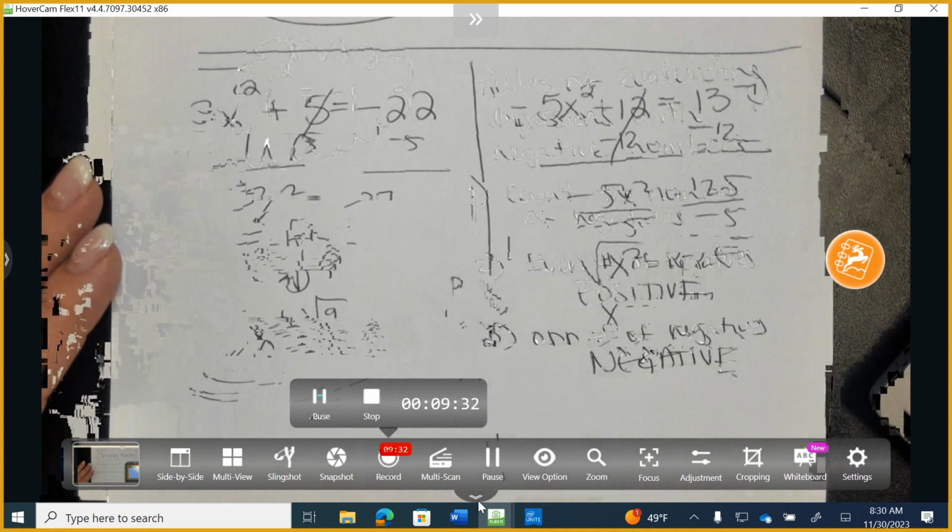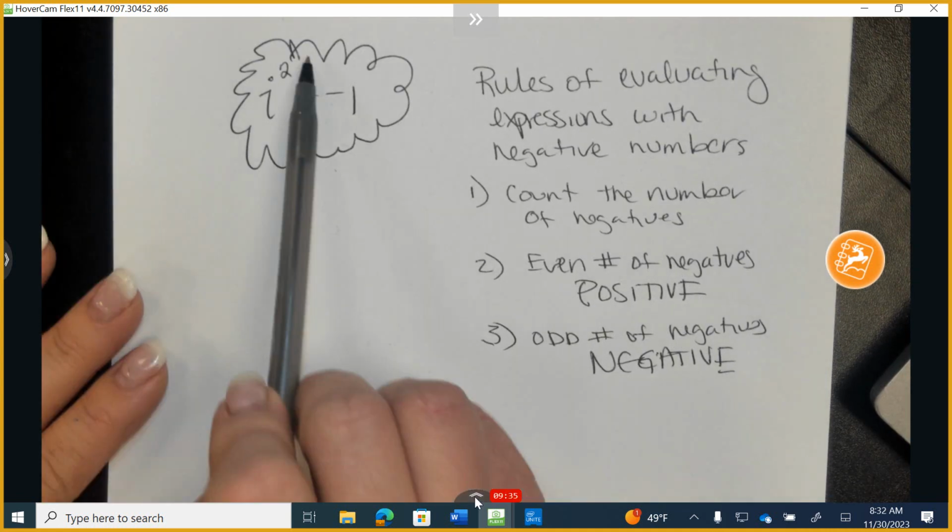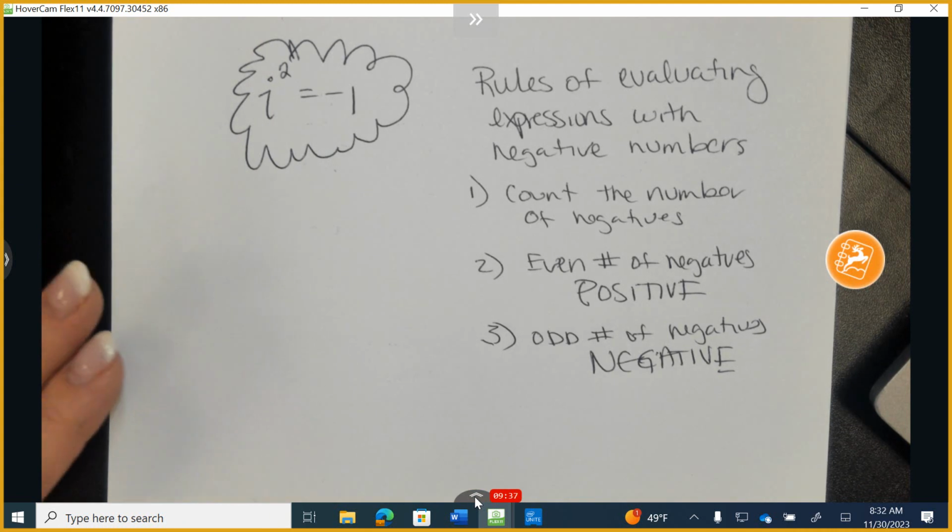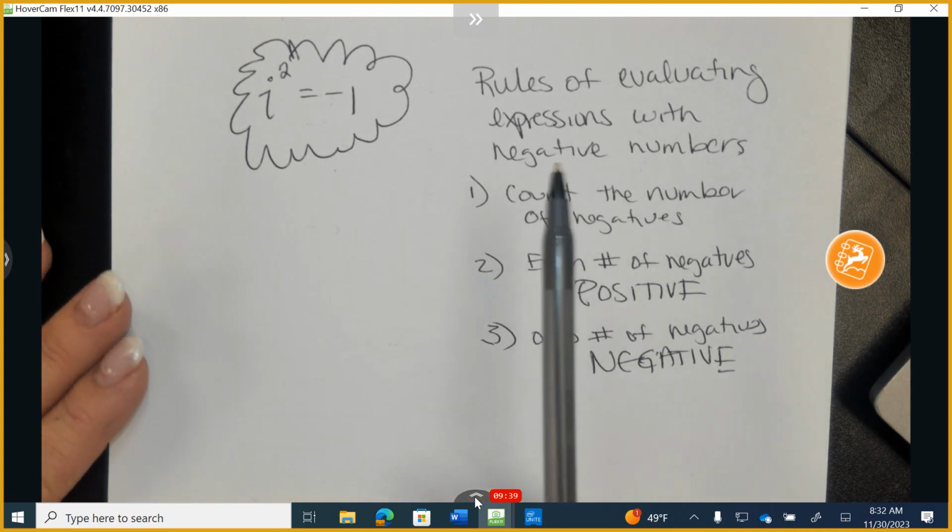Let me first read this out loud. We're going to apply it, and then we'll come back to i's. What I definitely want you to have down in your papers is that i squared equals negative 1. So, rules of expressions with negatives.